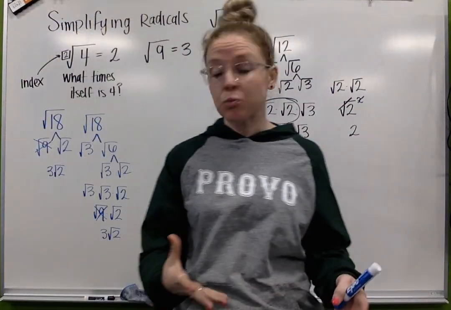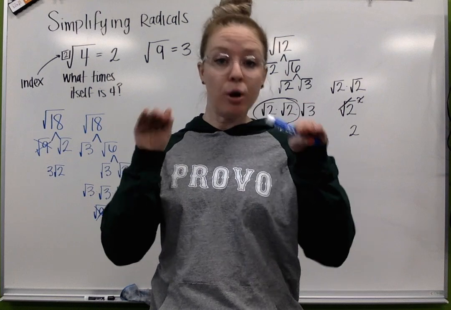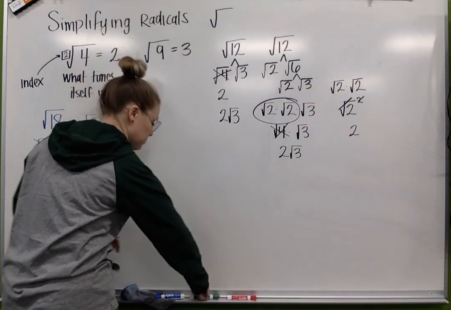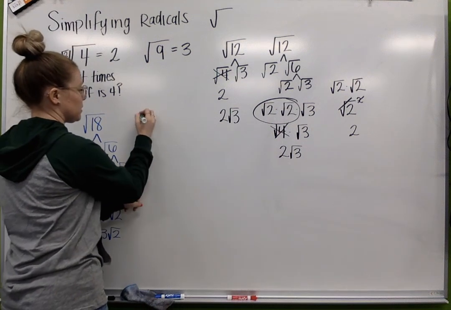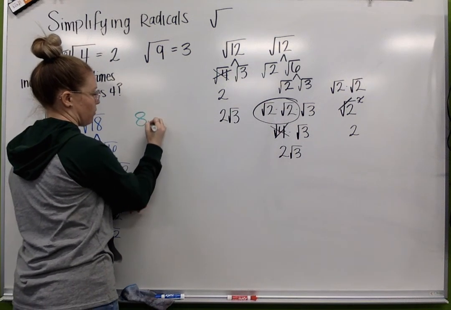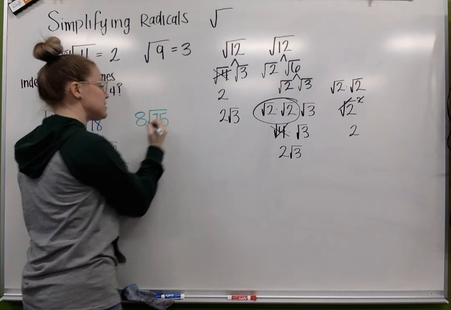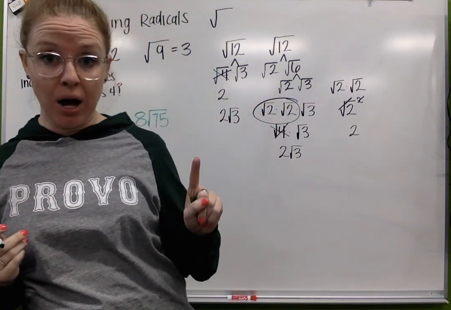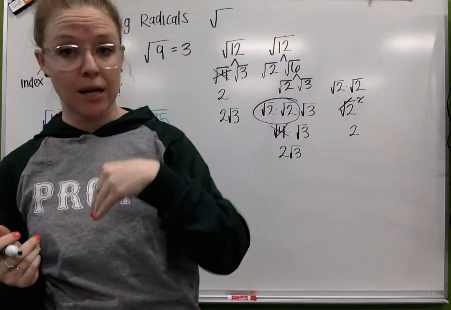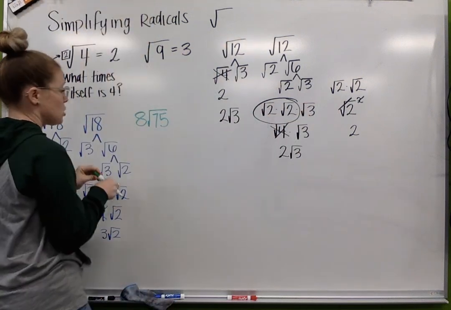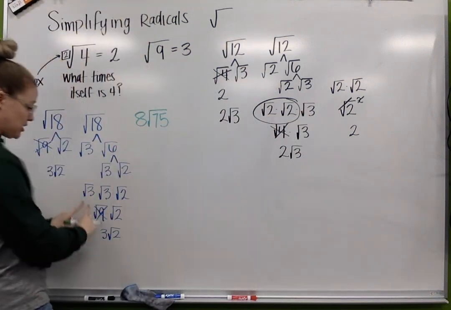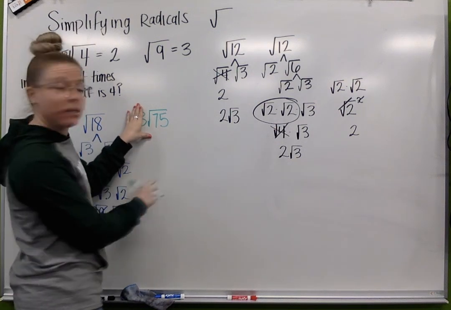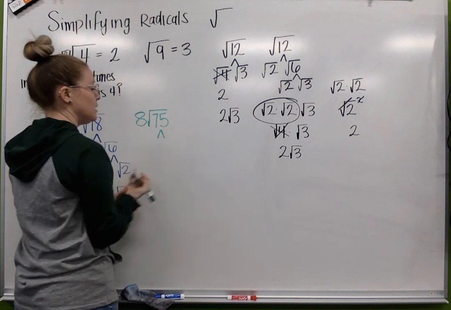I want you to do this one kind of on your own, so you can pause and then come back and check it. So my last example here, I'm going to change it up a little bit, and I'm going to put a coefficient out front. So this is 8 times the square root of 75. So you can go ahead and hit pause, see if you can work through this one, come back and check. So this 8 out front, it just becomes part of this list at the end. So for now, I'm just going to ignore it. And I'm going to look at 75.